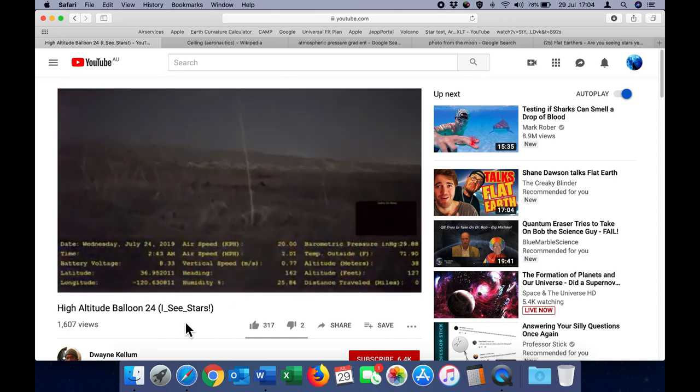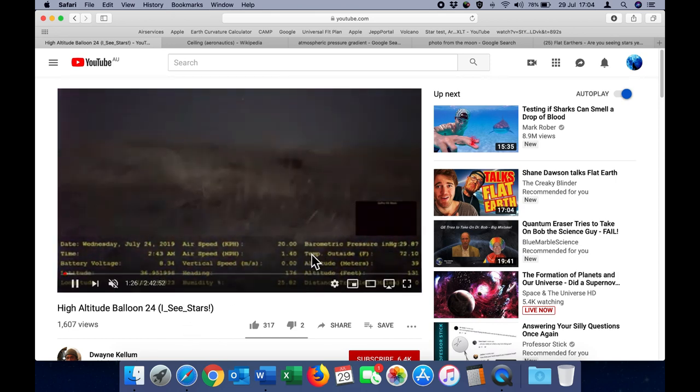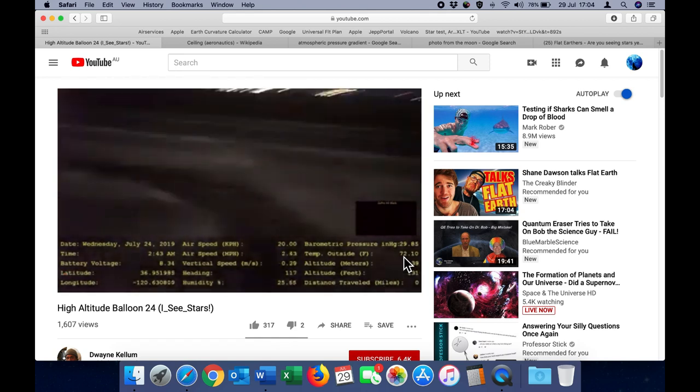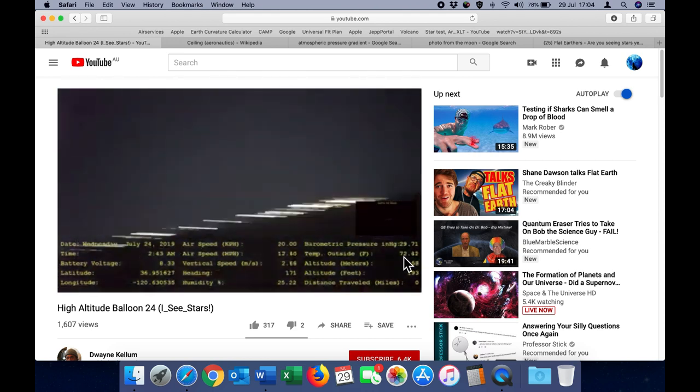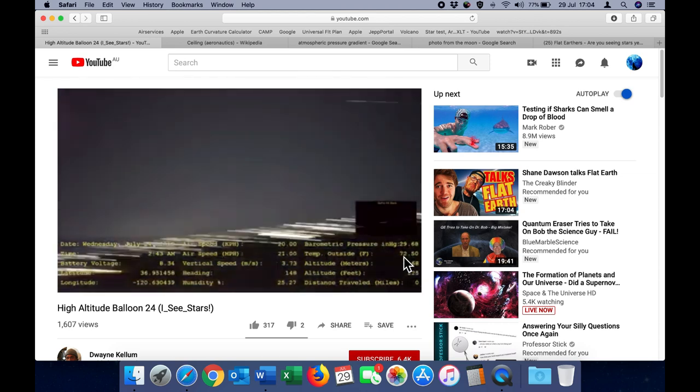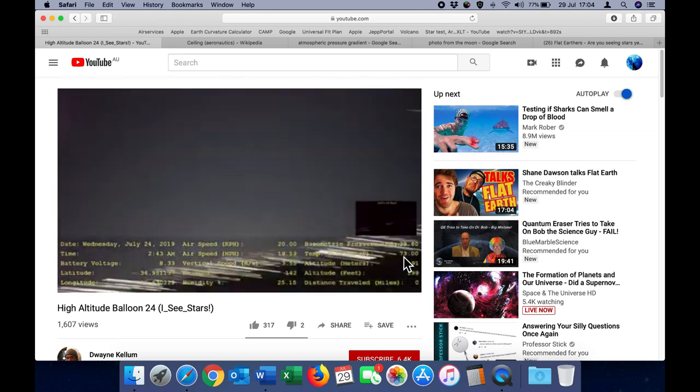And the next thing I noticed was the detailed telemetry data at the bottom of the video, specifically the barometric pressure. When the balloon is first launched, it shows a reading of 29.88 inches of mercury. Later in the video, when the balloon is above 120,000 feet, that barometric pressure has dropped to just 0.15 inches of mercury. That means at altitude, the pressure is just 0.5% of what it was at ground level. So Dwayne's video also confirms that the atmosphere has a pressure gradient, and the pressure reduces significantly with altitude.